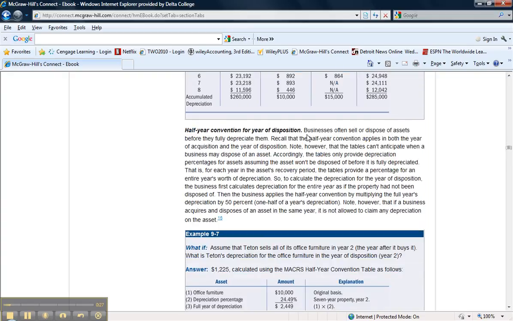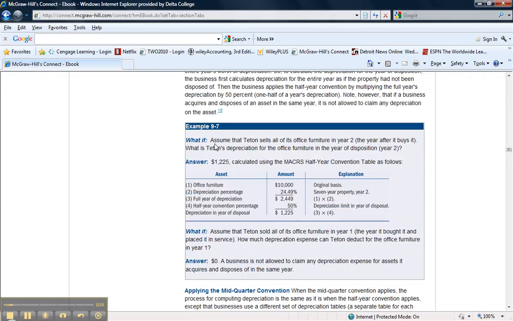So what happens in the year of disposal using the half-year convention? Simply put, you get a half a year's worth of depreciation in the year of disposal too. So this example says if the company sold all of its office furniture in year 2, you would calculate depreciation for year 2 as follows. Here's the cost. That's the 24.49%. That's the depreciation percent that applies to year 2 for 7-year property. So that would be a full year's worth of depreciation, this 24.49. In the year of disposal, half-year convention means you get half of that depreciation. So 12.25 would be the depreciation deduction for year 2.